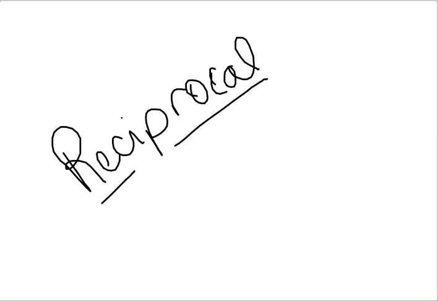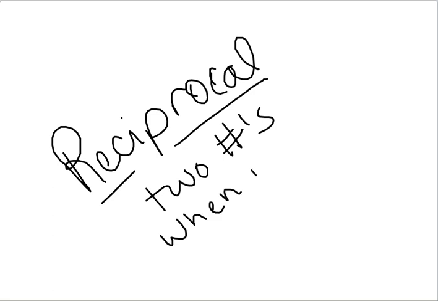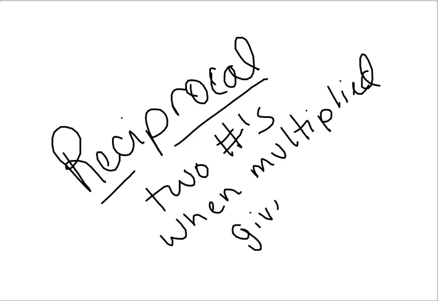And a reciprocal, so it's two numbers who multiply, they give you 1. So the answer is 1. So reciprocals are two numbers that when you multiply them by each other, the product is 1.